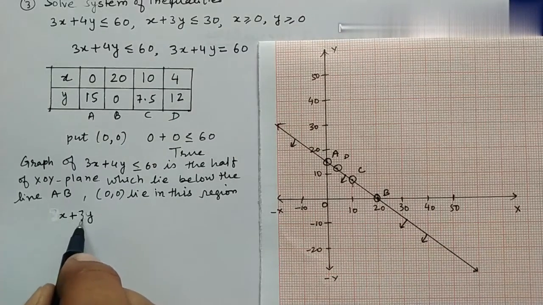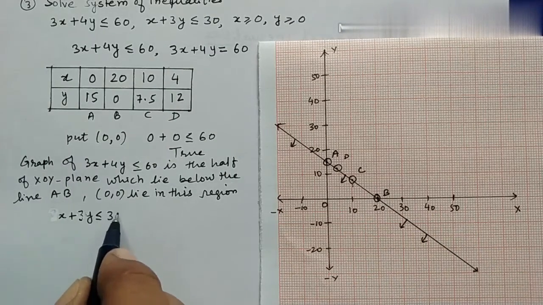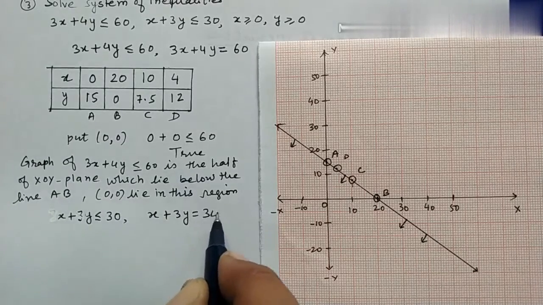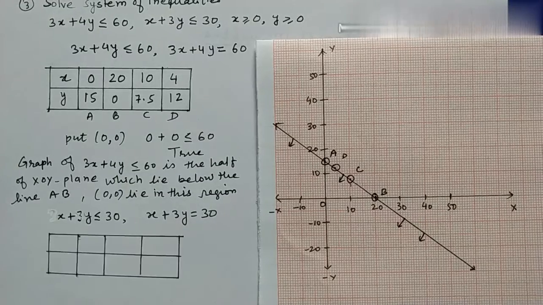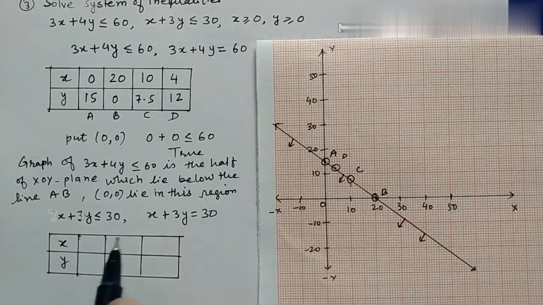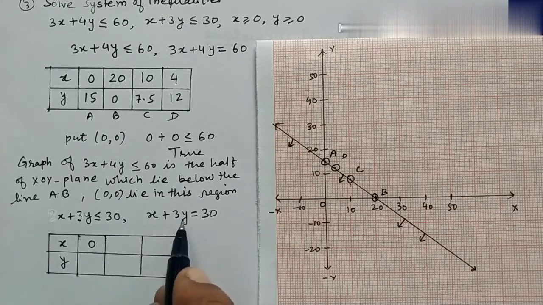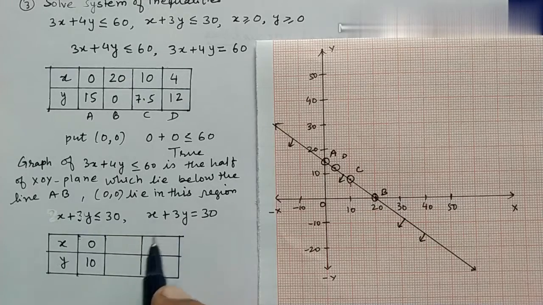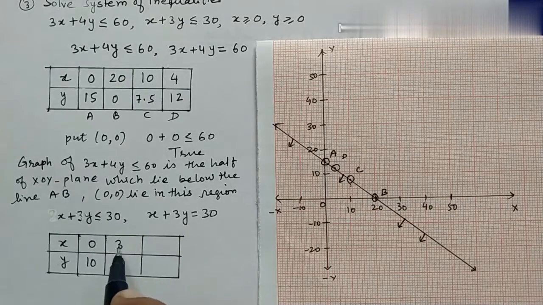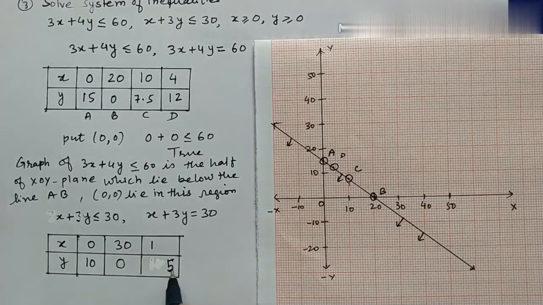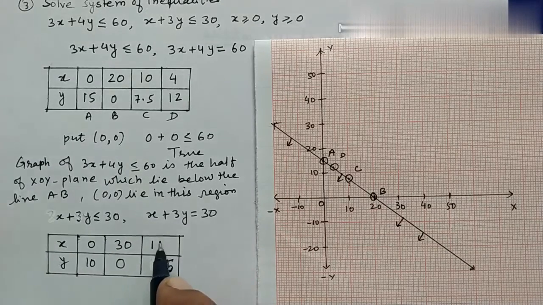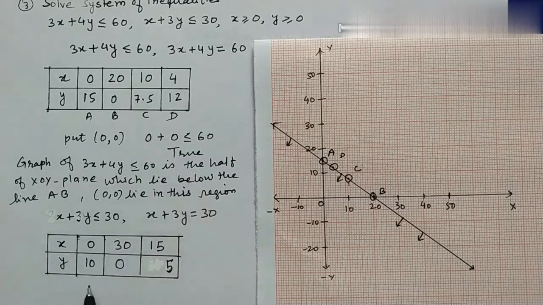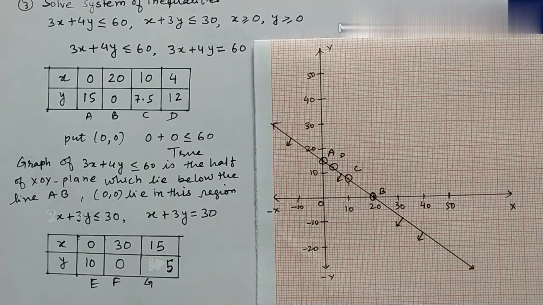It is x plus 3y less than or equal to 30, and here the equation will be x plus 3y equal to 30, and for this we will find the points, x and y. In place of x, if we put 0, then 3y equals 30, so y equals 10. Now in place of y we put 0, then x equals 30. In place of y, if I put 5, 5 times 3 is 15, transferring 15 we get x equal to 15. So again we have the points D, E, F and G, and these points, look here.